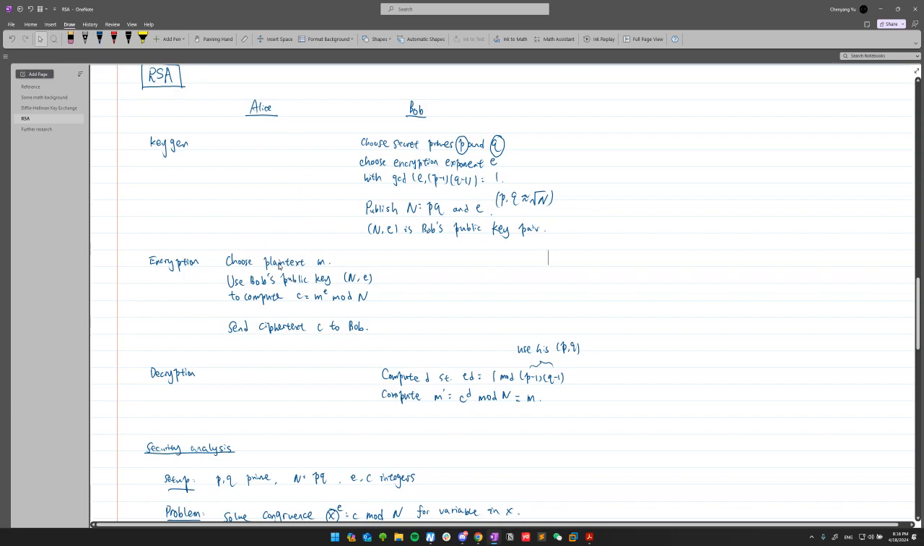Alice picks a plain text M, so this is the secret message she wants to send to Bob. What Alice does is she uses Bob's public key pair, which is N and E. I compute a ciphertext. Super simple. It just reads the message to the eth power, and I do that modulo N. So N and E are information provided by Bob's public key. So I just use his public key and compute my ciphertext.